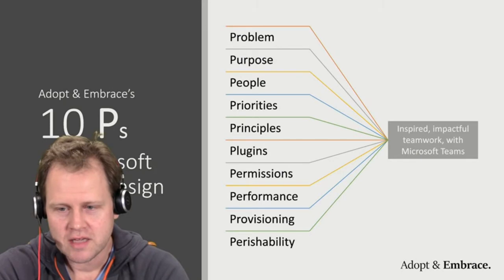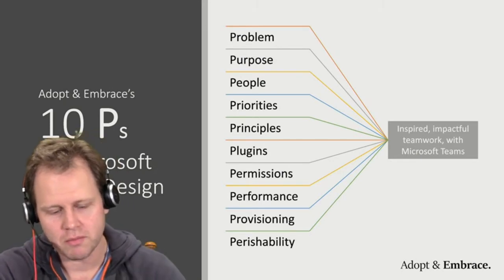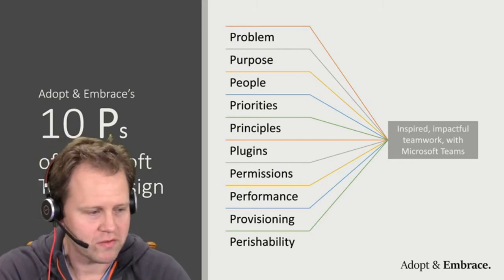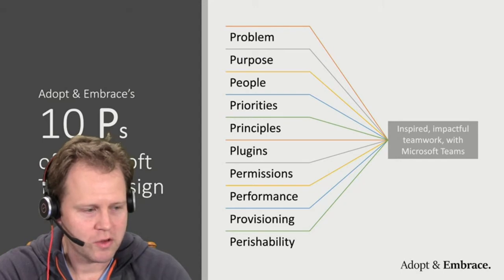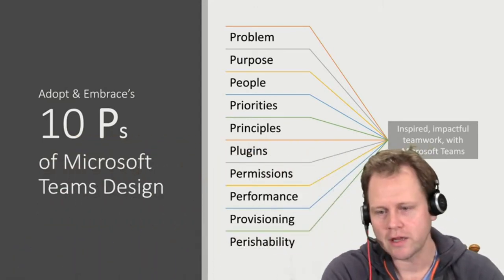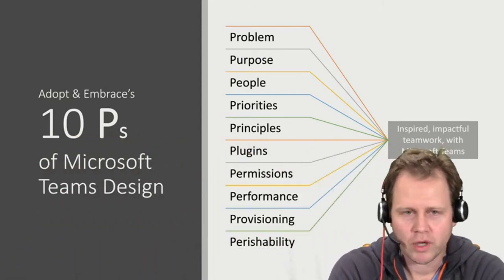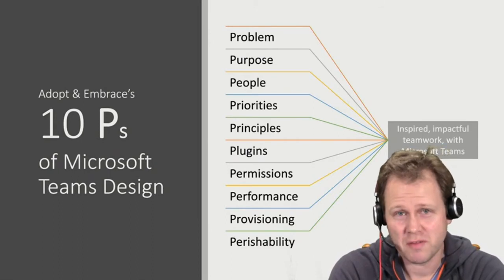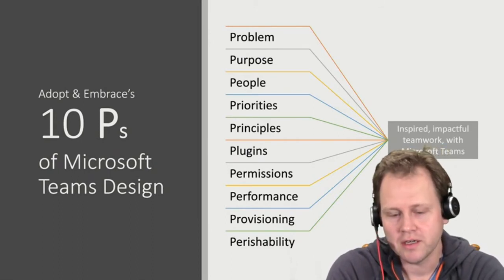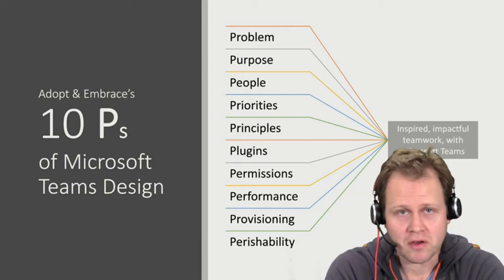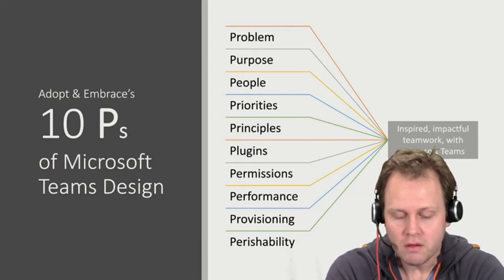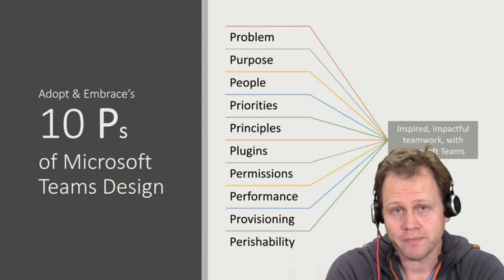So with that, let's have a look at this. We call it the Adopt and Embrace 10 Ps of Microsoft Teams design. And what I'll do, I'll just move my face to the other side of the screen, so get it out of the way. And we'll go through each one of these one by one. So this is basically the bulk of the presentation, this slide, and talking to each of these different things that we want to consider to help us design the perfect team. So let's talk about each of them one by one.